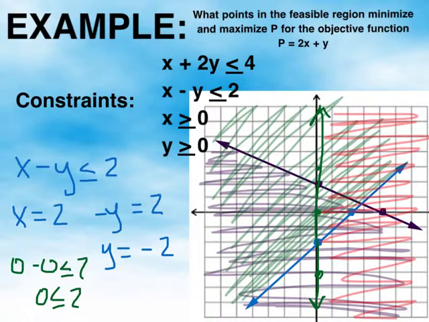And then my last and final equation is y is greater than 0, which again, y is greater than is going to be this horizontal line here across my y-axis. And then when I shade the greater than region, it will be above that line.